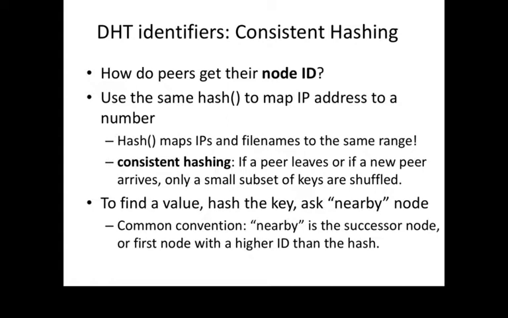So to find a value, you can ask the nearby node, right? And it's a ring, right? So long as you know your successor, you can keep on asking, and finally you will find a match. So that's the idea, okay?